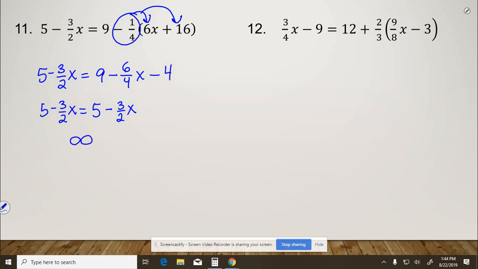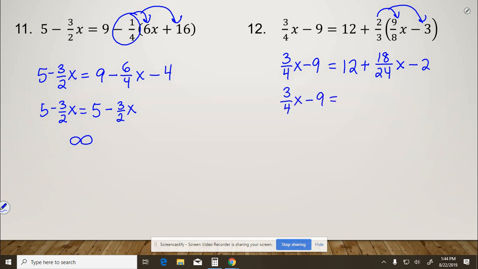Therefore, this is also infinite. All right, making it a little bit harder. Still dealing with lots of fractions. 3/4 x minus 9 equals 12 plus, distribute the 2/3. Now, when I'm multiplying a fraction by a fraction, I multiply the numerators, I multiply the denominators. 2 times 9 is 18, over 3 times 8 is 24, x minus 3 divided by 3 is 1 times 2 is 2. Simplify it further. 3/4 x minus 9 equals 12 minus 2 is 10 plus, well, what goes into 18 and 24? 6. 18 divided by 6 is 3, and 24 divided by 6 is 4.